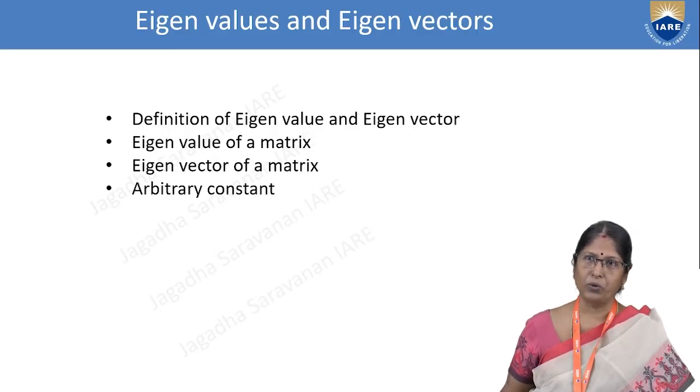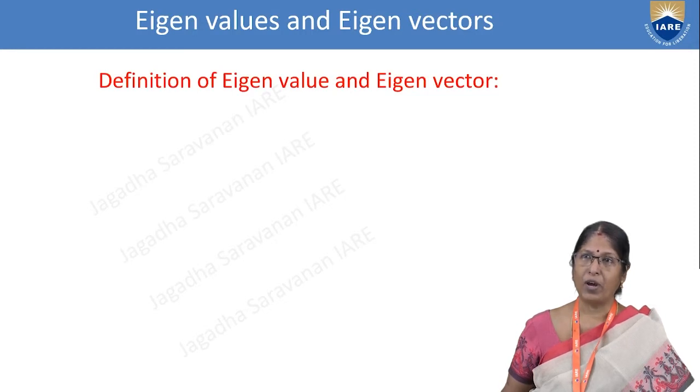Today we are going to discuss eigenvalues and eigenvectors. The lecture includes the definition of eigenvalue and eigenvector, and we are going to find the eigenvalue and eigenvector of a particular matrix. And the last topic is the arbitrary constant. These are the four topics that will be included while solving the problems.